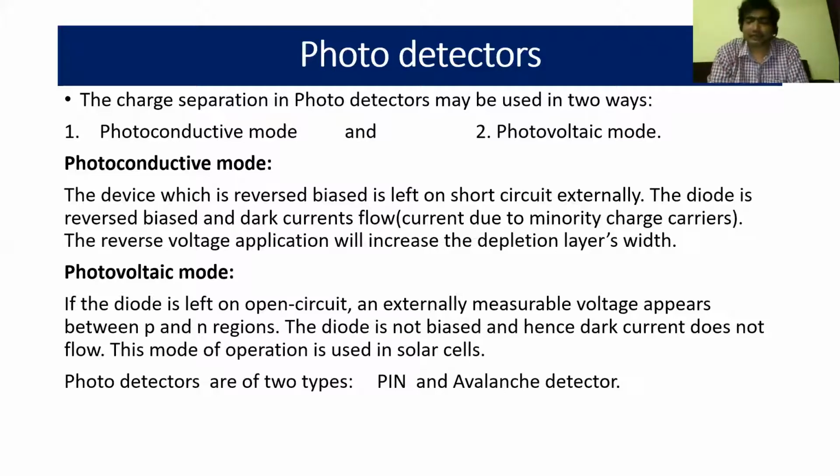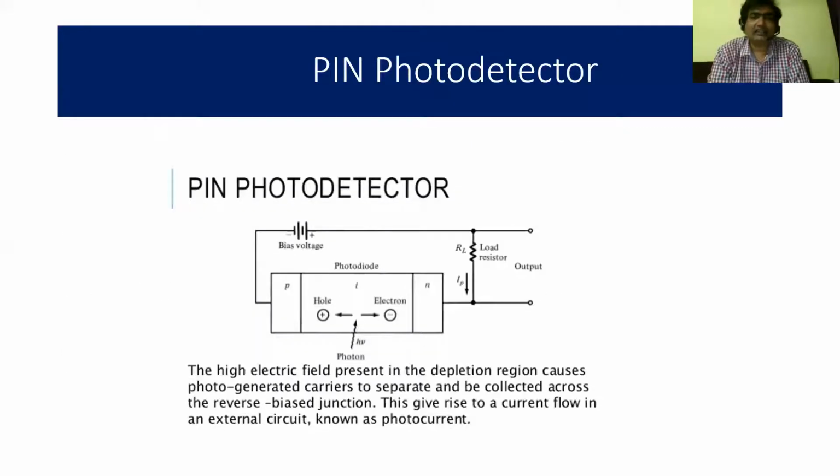Photodetectors are of two types. One is the PIN diode and another one is the avalanche diode or avalanche detector. Now let us concentrate on the PIN photodetector. Already I told you the full form of PIN is positive, intrinsic, negative. Why it is called positive, intrinsic, negative is that an intrinsic region is intentionally added between the P region and N region of a diode. So that's why it is called a PIN diode.